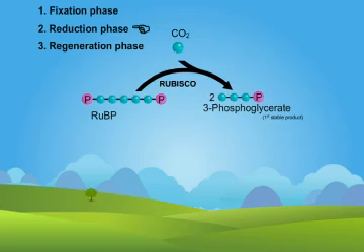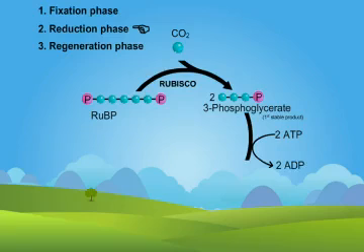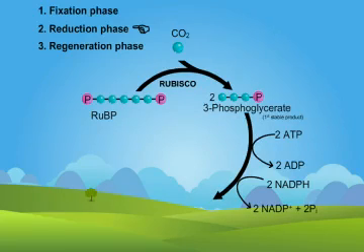The reduction phase begins when 3-phosphoglycerate molecules are phosphorylated by 2 molecules of ATP and concludes when they are reduced by 2 electrons from NADPH. Can you see that? Good. Let us see what are the products formed. The product formed is glyceraldehyde 3-phosphate or G3P.